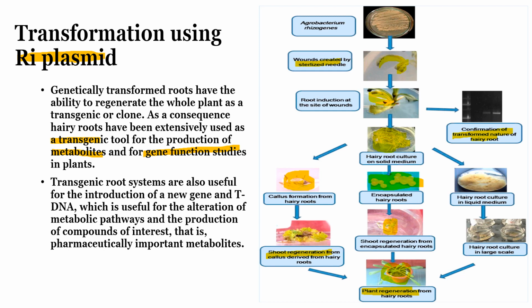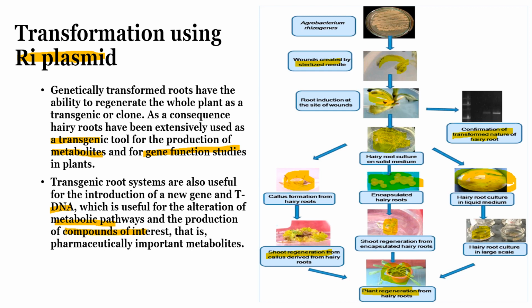In another way, we can grow these hairy roots in liquid media, and use these hairy roots as a factory to make our protein of interest at a larger scale. So transgenic root systems are useful for introduction of new genes and tDNA, and this is used for altering the metabolic pathway and production of our compounds of interest, like pharmaceutically important metabolites.